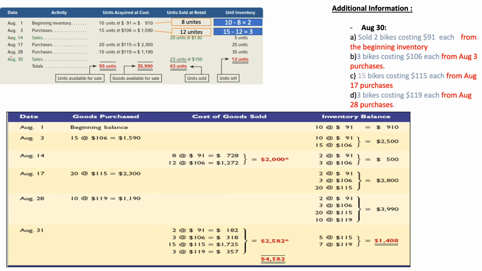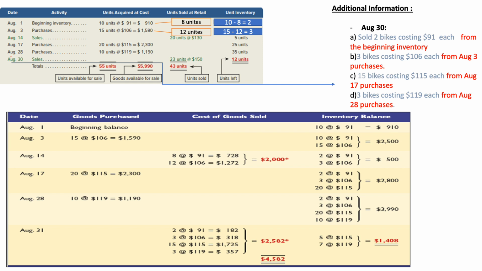So now we'll do the last transaction, which is August 30. In August 30, if you can see in the table above, the company did some sales. Because we're doing the specific identification method, I'm going to take the information related to the sales from the additional information. They give me A, B, C, and D information regarding the sales, and they give you specifically how much they sold from each of the transactions.